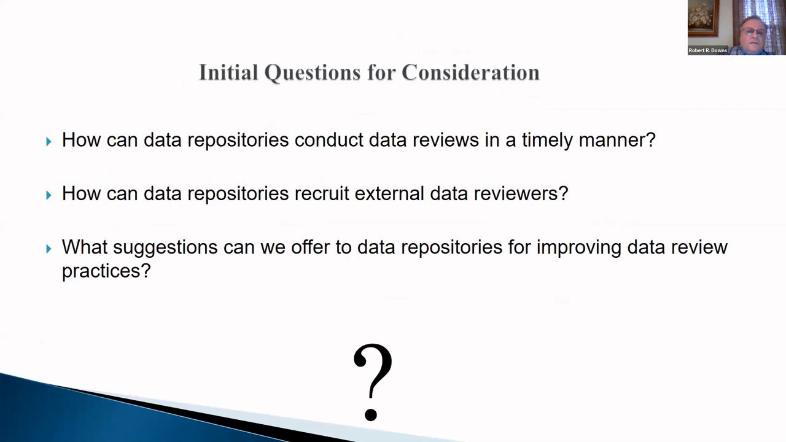Some initial questions for you to consider during the presentations: how can data repositories conduct data reviews in a timely manner? We all know about the time pressures for getting data out, and data reviews are another step in the process. Also, how can data repositories recruit external data reviewers? As we need more reviewers, we have to find people to do that. Similar to the process of reviewing articles for publication, it's a challenge to get people to review. And a data review can be even more complex in terms of looking for people with the exact expertise in the data. And then what suggestions can we offer to data repositories for improving data review practices?